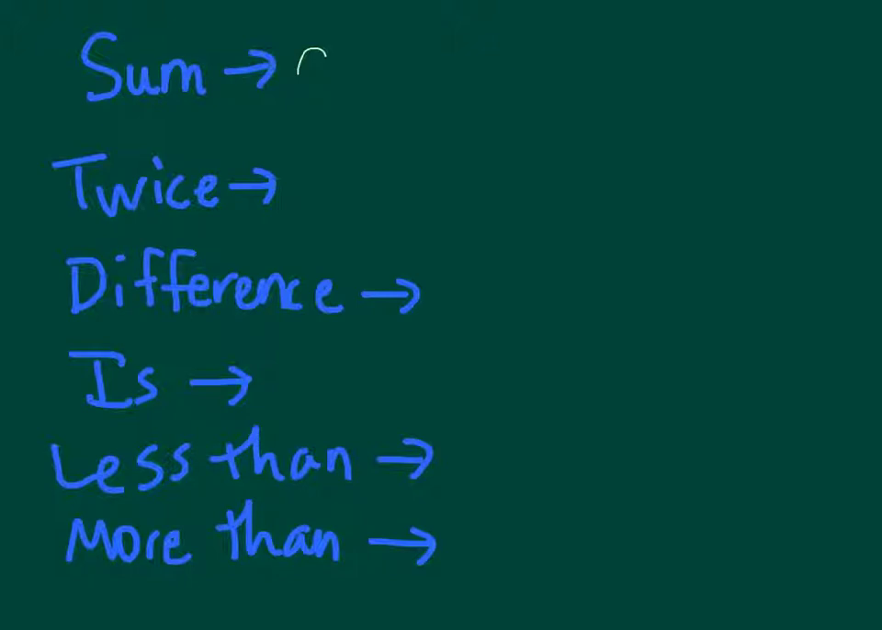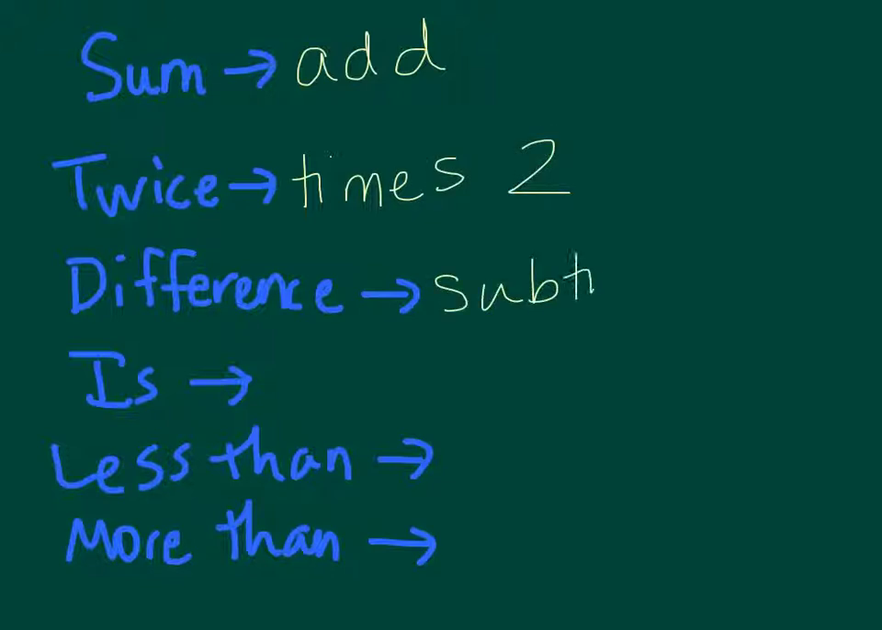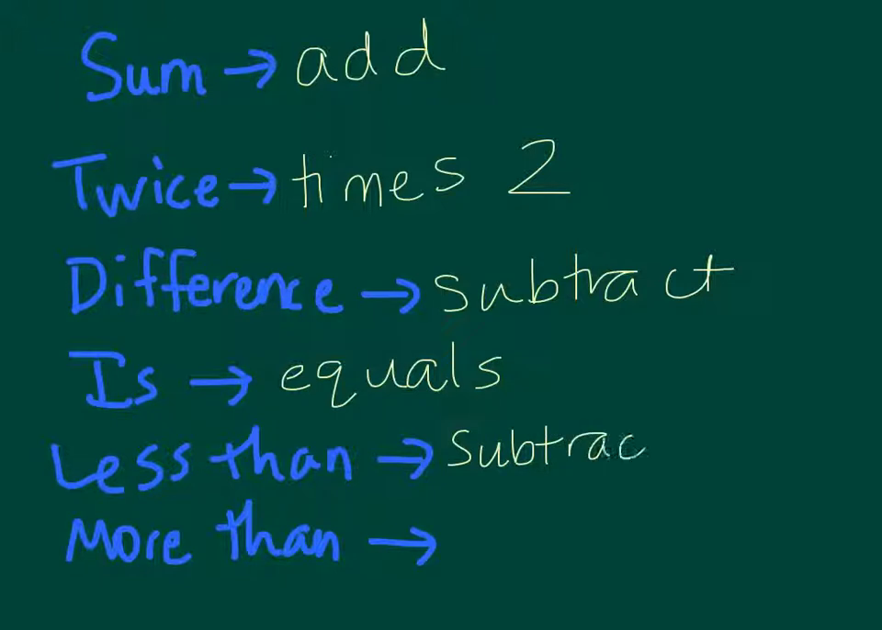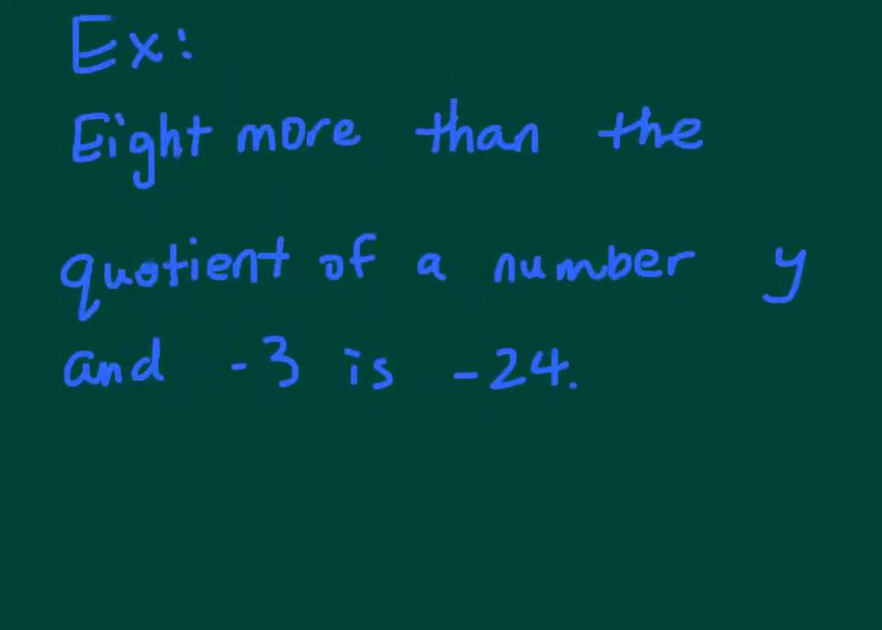Okay, so sum always means to add, twice means times 2, the difference means to subtract, and is means equals, less than means subtract, and that also means to switch the order of the numbers. More than means to add. So just a little reminder of some of those vocabulary words. All right, so let's look at an example.